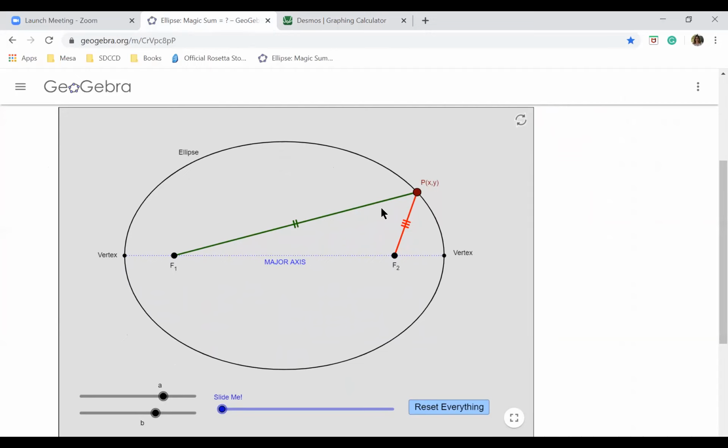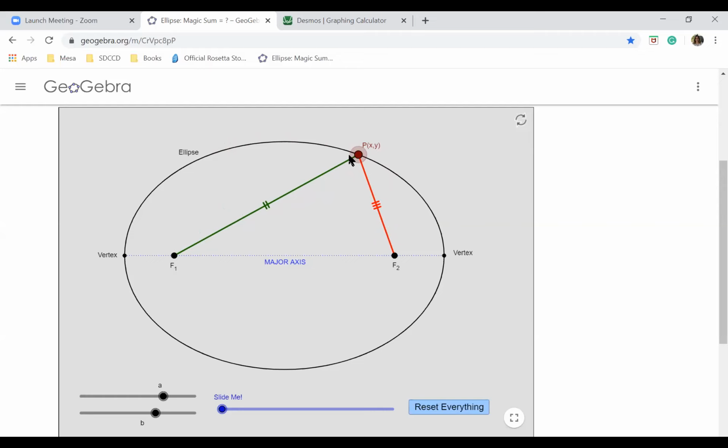Imagine that this green line is the one that has 2 tick marks. Sorry for those of you that are colorblind. These colors are terrible for colorblind students. The one that has 2 tick marks is going to be one of the lengths. Imagine that that's a piece of string. And then the other one that has 3 tick marks, imagine that that's a different piece of string. As I move around the ellipse, the length of these 2 segments added together is going to be the same all the time.